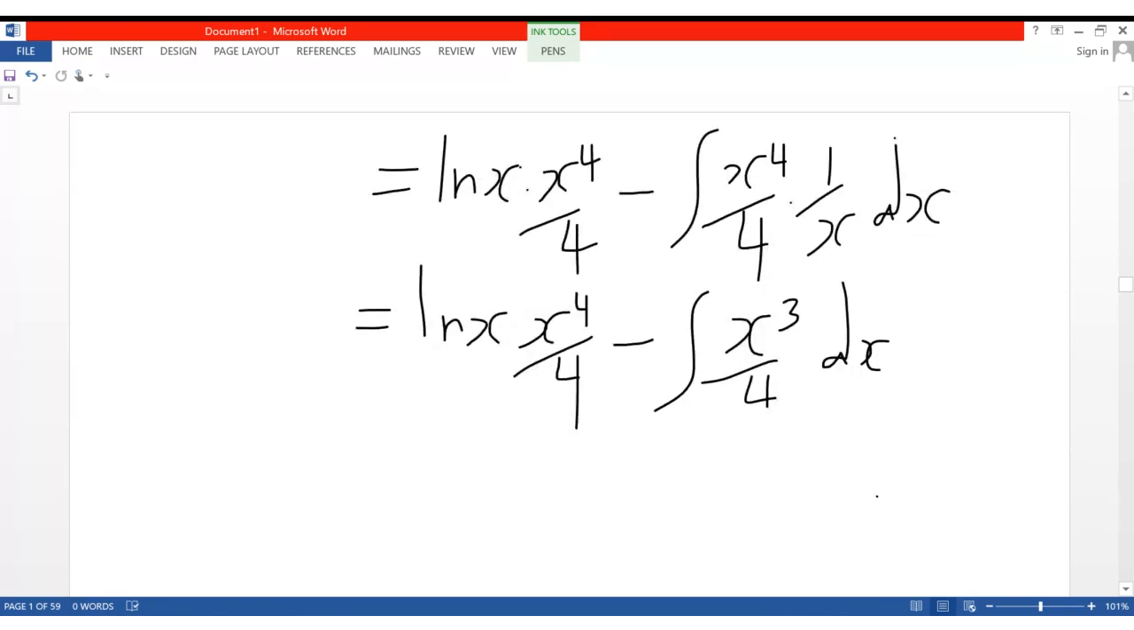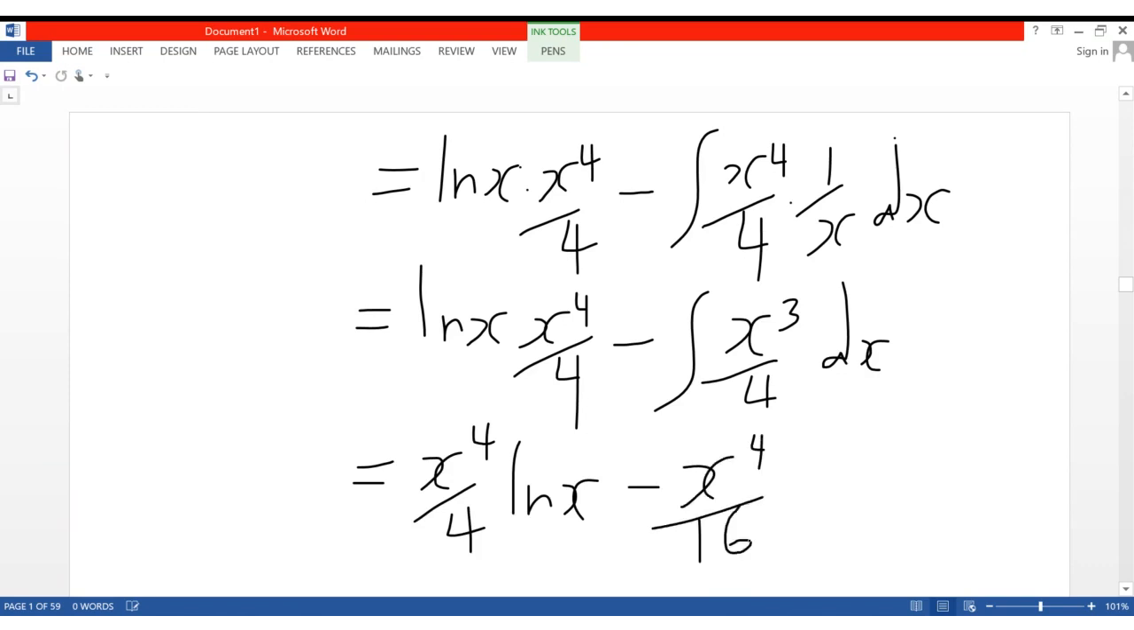When I integrate x to power 3, I'll get x to power 4 over 4. So here I should be able to get, let me start with x to power 4 over 4, ln x. So I should be able to get x to power 4 all over 16, because it is 4 times 4, integration. So I can be able to input now.